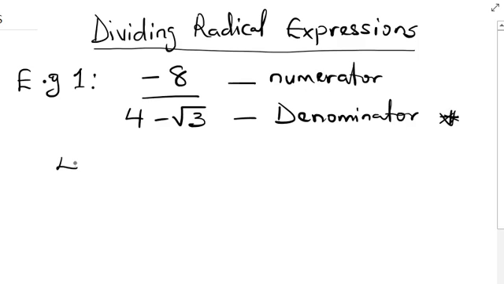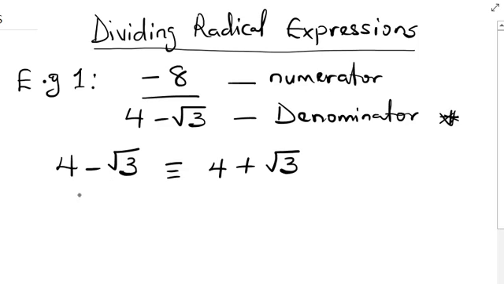So the conjugate of 4 minus root 3 is going to be 4 plus root 3. The conjugate is just you changing the mathematical sign between the two numbers for the denominator, reversing it. If it's negative, you change it to positive. If it's positive, you change it to negative.